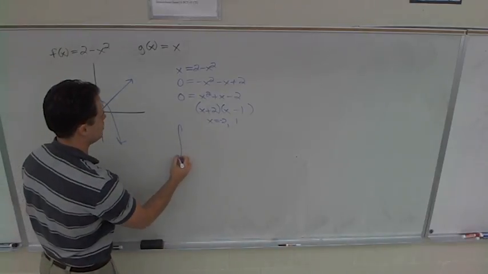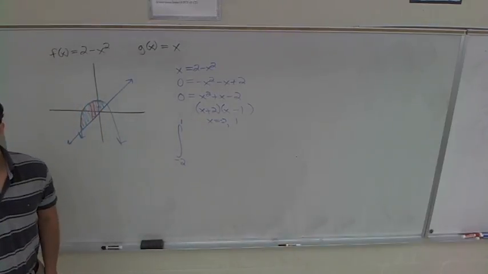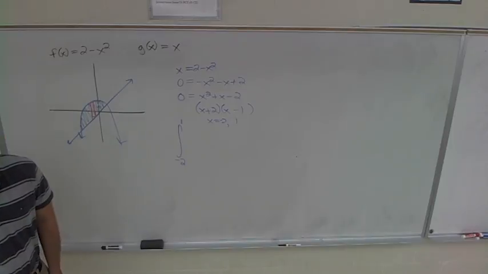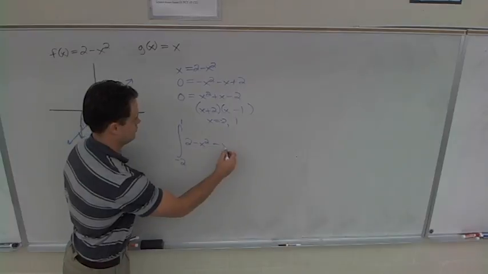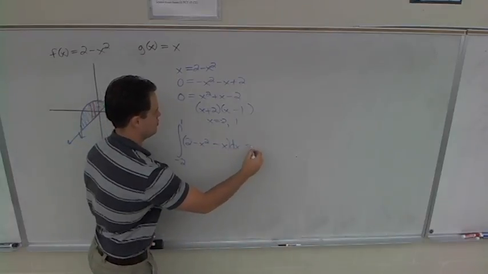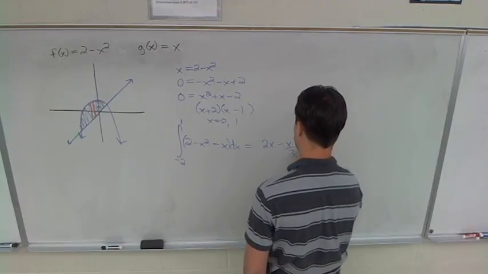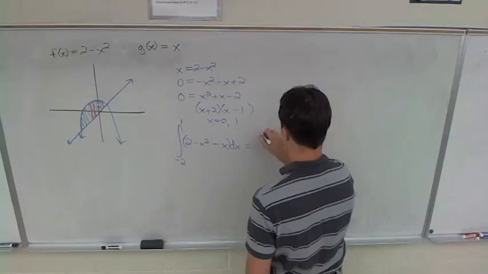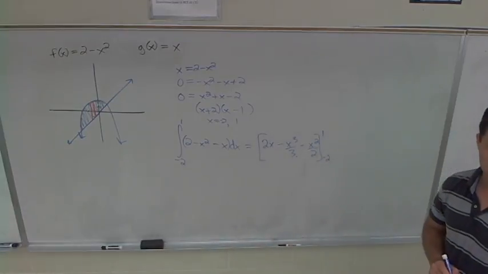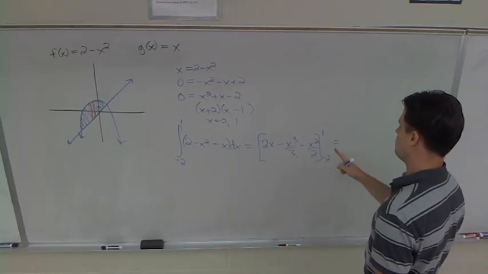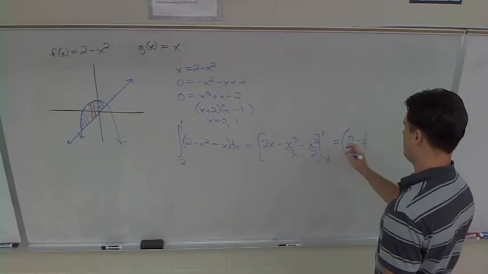Okay, so our integral is -2 to 1. And we're going top minus bottom. What's on top? What's on bottom? No like terms, just got to do it. So 2x minus x cubed over 3 minus x squared over 2, all evaluated at -2 and 1. So that's going to be, if we put 1 in first, 2 minus a third minus a half.